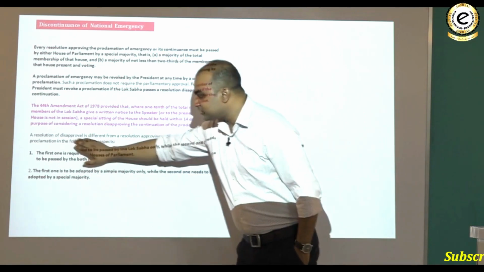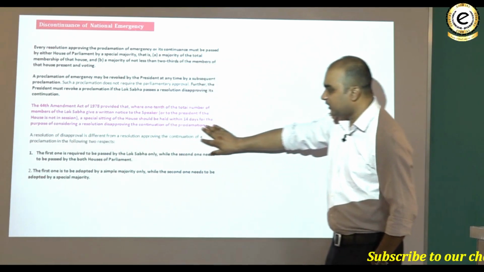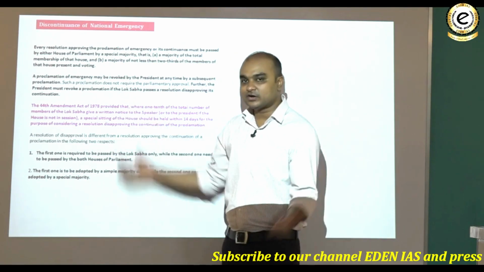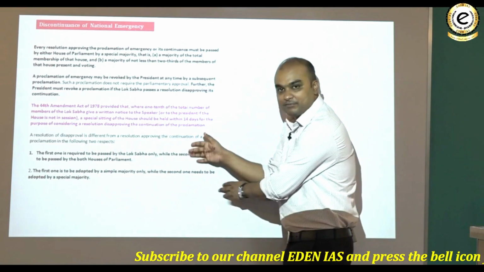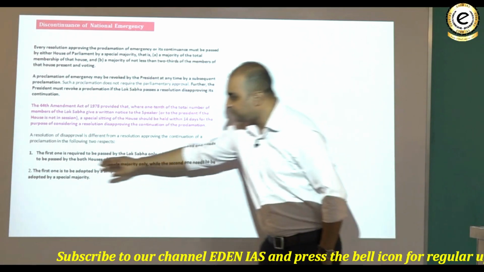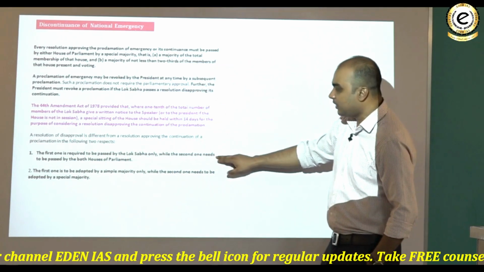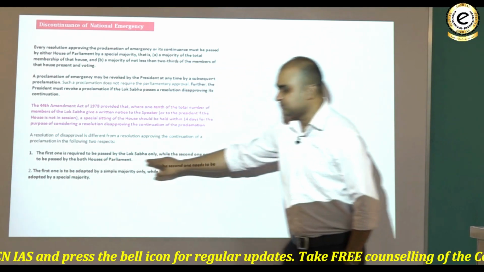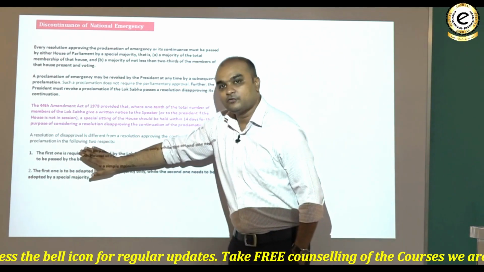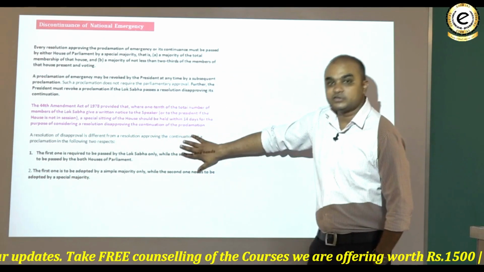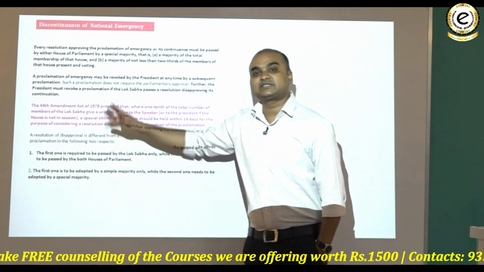Anyhow, a resolution of disapproval is different from a resolution approving the continuation of the proclamation in the following two respects. And what are they? Let's have a look at this. And this can become part of your question. Very simple. The first one is required to be passed by the Lok Sabha only, while the second one needs to be passed by both the houses of the parliament. It means for disapproval, Lok Sabha is enough. But for approval and continuance, both the houses must pass resolution by special majority.